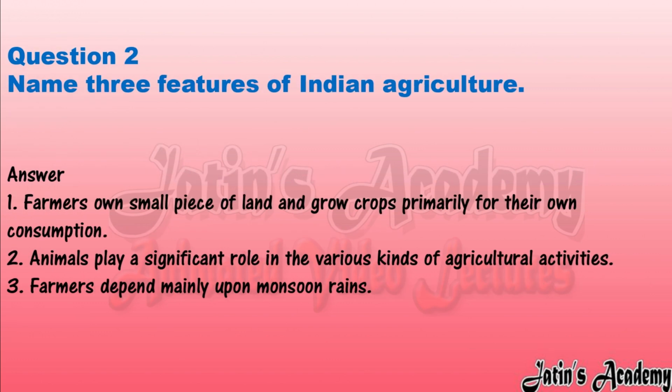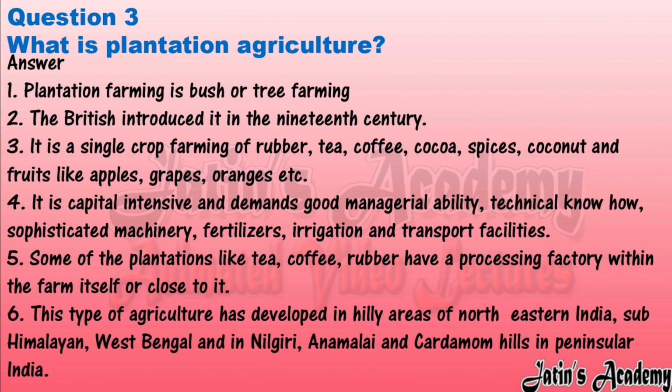Question 2: Name 3 features of Indian agriculture. Answer: 1. Farmers own small pieces of land and grow crops primarily for their own consumption. 2. Animals play a significant role in the various kinds of agricultural activities. 3. Farmers depend mainly upon monsoon rains.